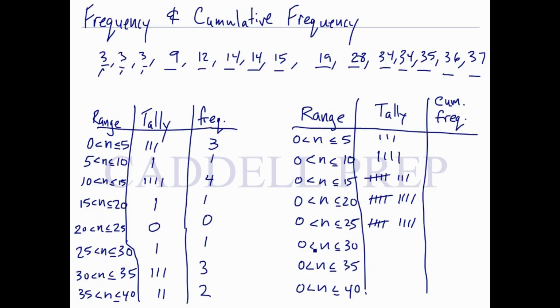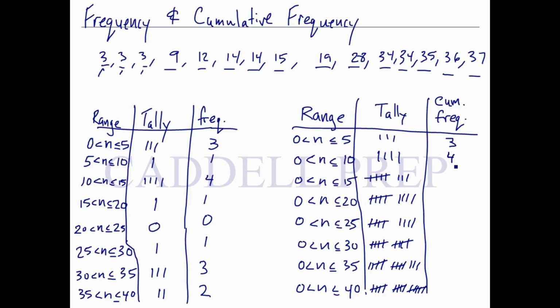If we go up to 30, 1, 2, 3, 4, 5, 6, 7, 8, 9, 10. Then 0 to 35, 1, 2, 3, 4, 5, 6, 7, 8, 9, 10, 11, 12, 13. Then 0 to 40 should include all of the numbers. So we have 15 numbers. So now let's write the cumulative frequency.